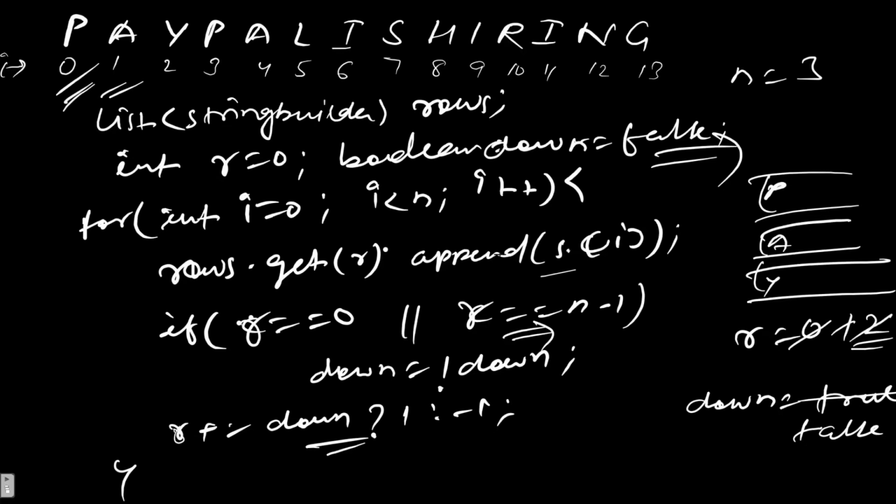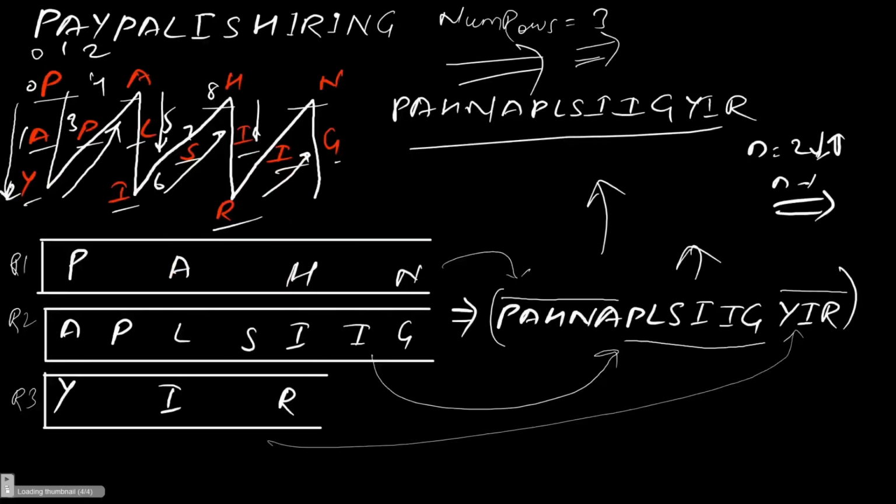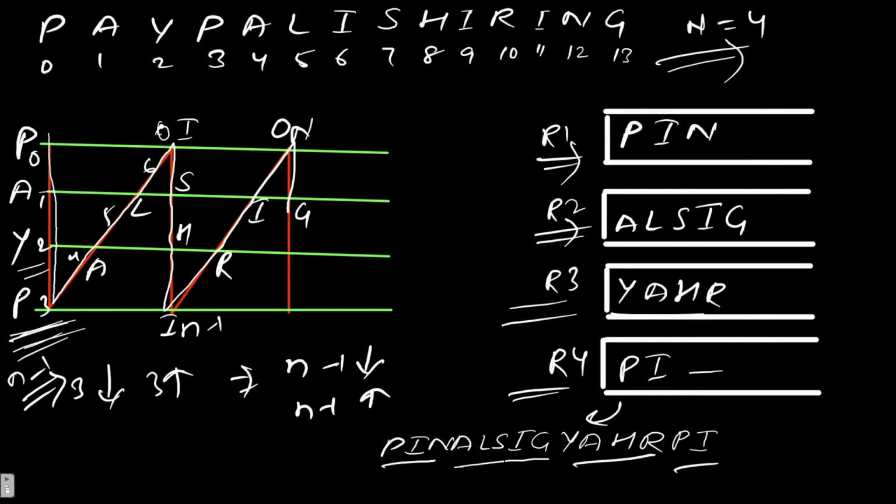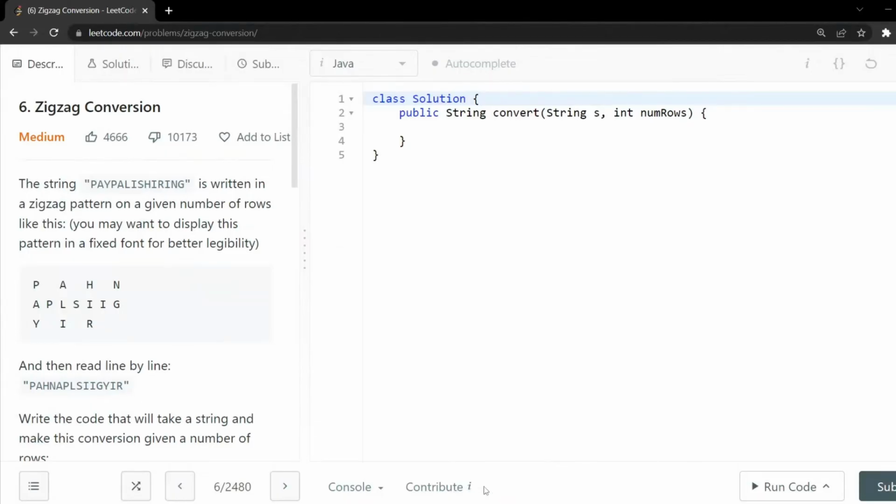Then we'll again come back and for the next p we'll place it at the second row, and similarly we will keep traversing, and at last we will find our answer, that is going to be something like this for n equal to 3. And if the value of n is 4, then it will be something like this. So we have seen how we can solve this. Let's go to the compiler and write the code for the same.